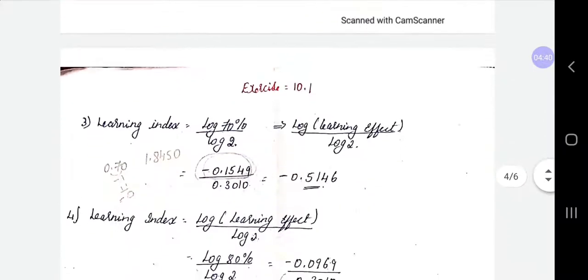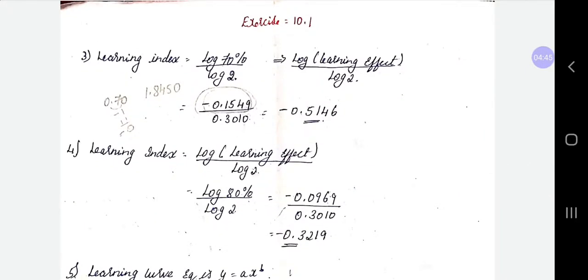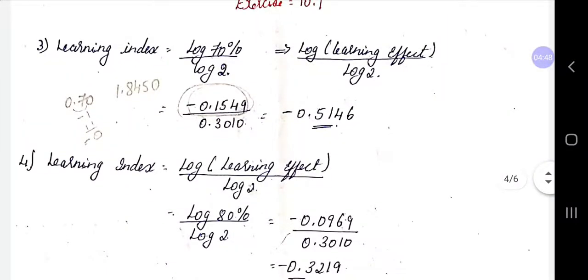Now moving on to the exercise. It is very simple, so I have done it and I am explaining it for you. Your exercise 10.1. The first, second, and fifth are in the notes above; the answers are there. Your third question: find the index of learning for 70% learning effect.